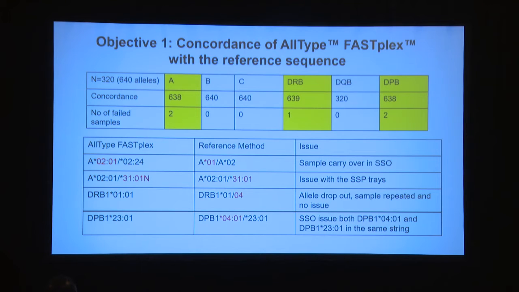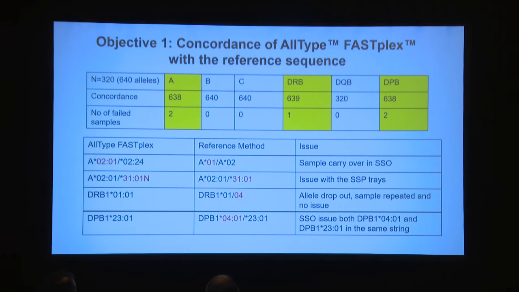The third example here was an example of an allele dropout, which is somewhat common with any NGS. When compared, the reference method had actually found a DRB1 01 and 04. When we repeated the same sample again, we were able to rescue this allele dropout, and we found that the DNA quality that we initially used was not very good. So when you do NGS, the quality of your DNA is important, because if you have bad quality DNA, this is when you start to get some issues.